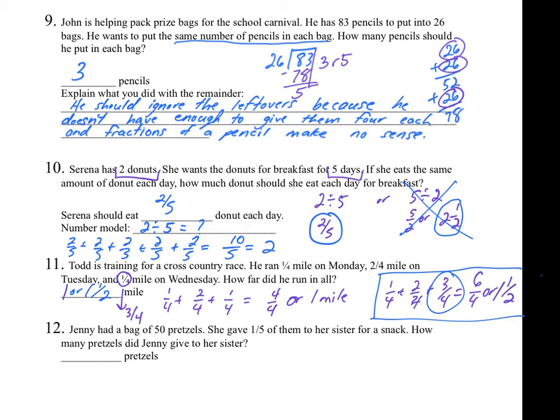All right, next up we have Jenny had a bag of 50 pretzels. She gave 1/5 of them to her sister for a snack. How many pretzels did Jenny give to her sister? All right, so I see 1/5 of them. Now, them goes back to the 50 pretzels. Of, we learned, means to multiply. Whenever you multiply a fraction, you go straight across. 1 times 50 is 50, and 5 times 1 is 5, which equals 50 over 5, or 10 pretzels.